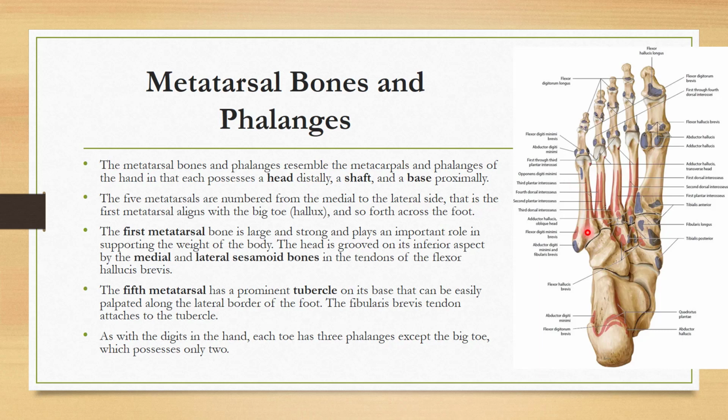The fifth metatarsal has a prominent tubercle on its base that can be easily palpated along the lateral border of the foot. The fibularis brevis tendon is attached to this tubercle. Remember this thing, peroneus brevis muscle is attached here. Peroneus longus was the muscle which formed a groove on the inferior surface of the cuboid bone, and peroneus brevis is the muscle which is attached to the lateral tubercle of the fifth metatarsal bone.